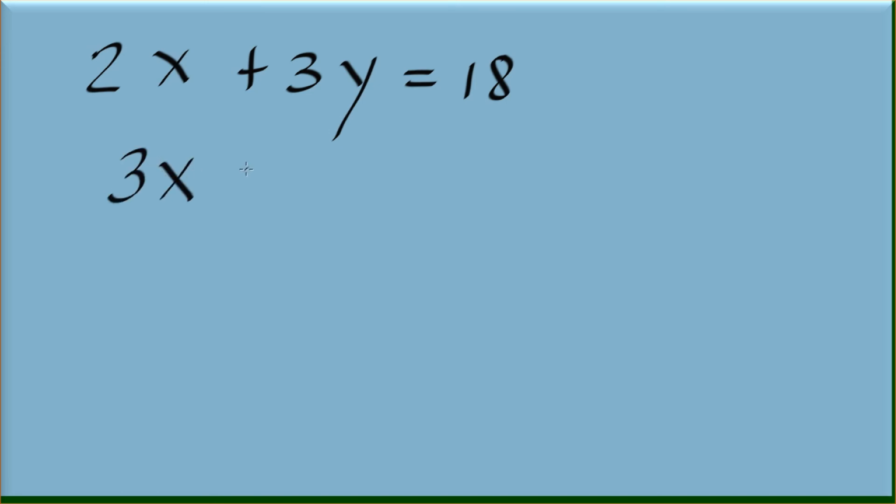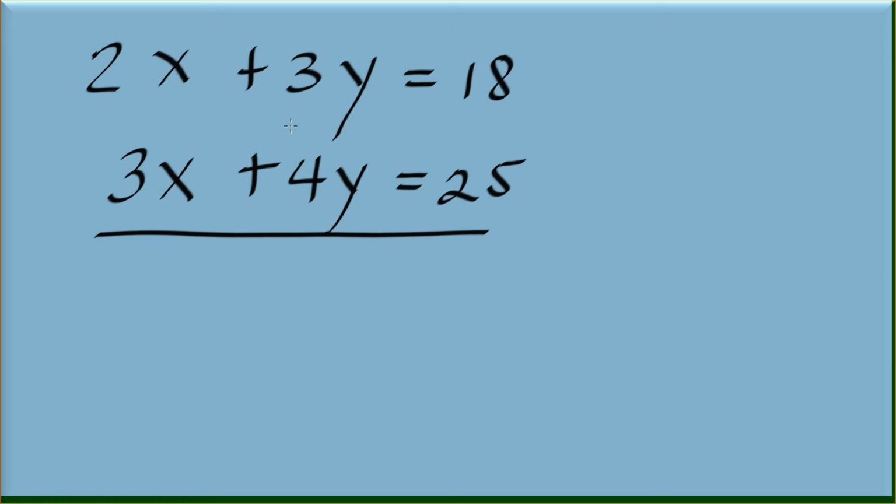Okay, let's do one more example. Say you have 2x plus 3y is equal to 18. Say 3x plus 4y is equal to 25. Okay, so we can decide which term you want to eliminate. At this point, when you combine the two equations and try to add the x terms, you're going to get 5x, 7y. In other words, none of them is eliminated. So we cannot immediately combine the equations.